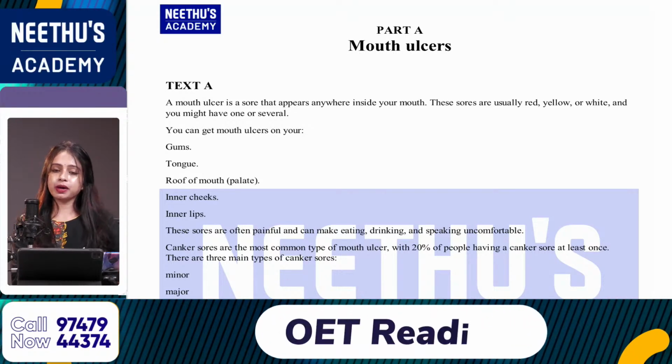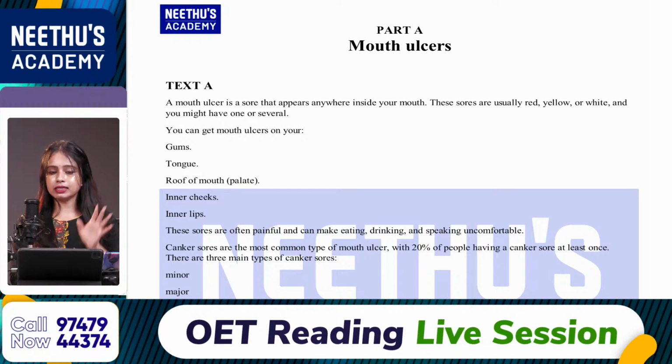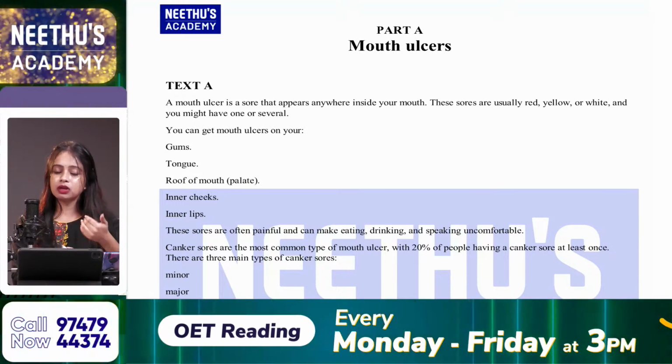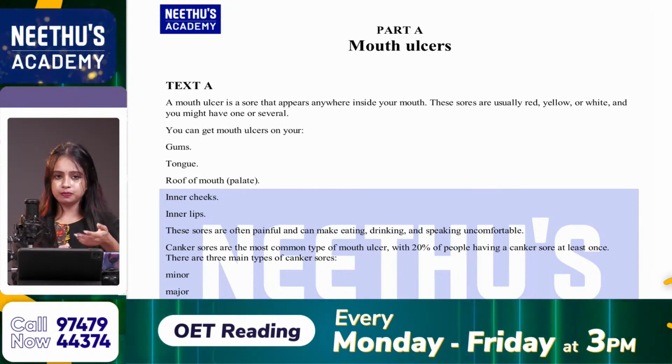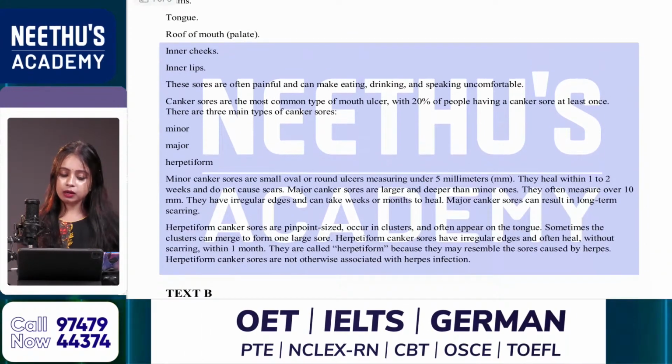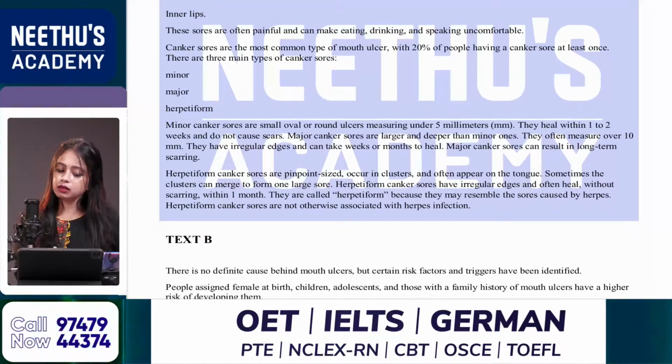Coming back to part A, in these four different texts, one of the texts will be pictorial, maybe a table, a diagram, a flow chart, or a graph. So that's all about this reading part A.